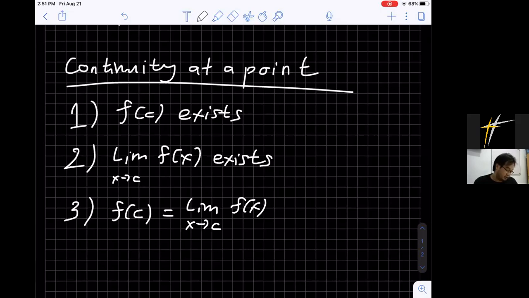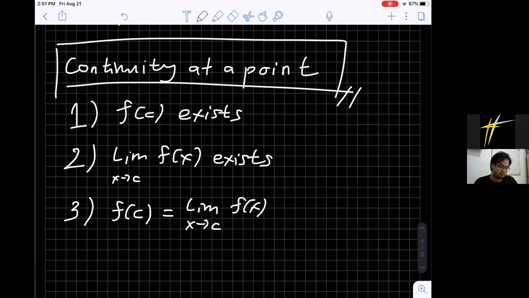For F, it does exist because f(c) exists, the limit exists, and the value is the same. So for F, we can say that it's continuous. As for G, it's also continuous because f(c) exists, the limit exists, and they have the same value. Okay, so these three conditions, you really need to memorize. That's how you determine whether a function is continuous or not.